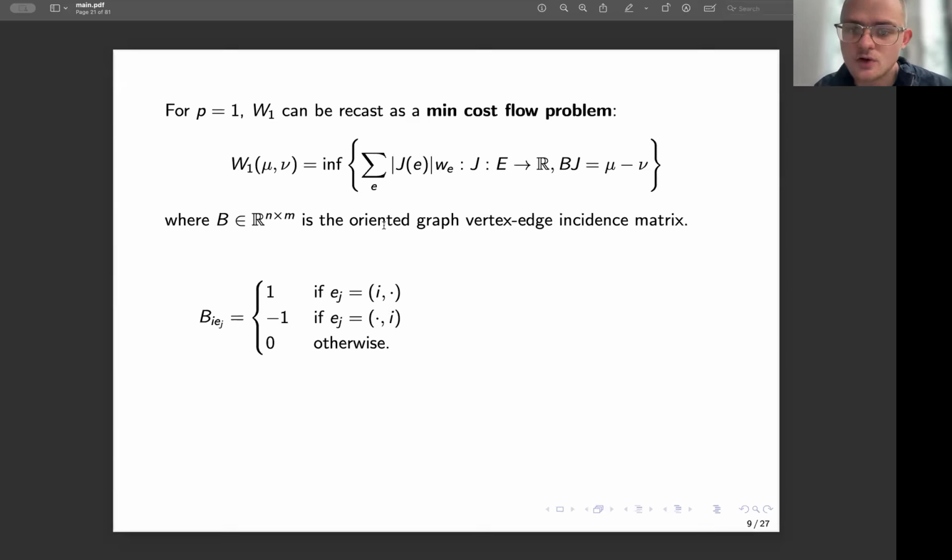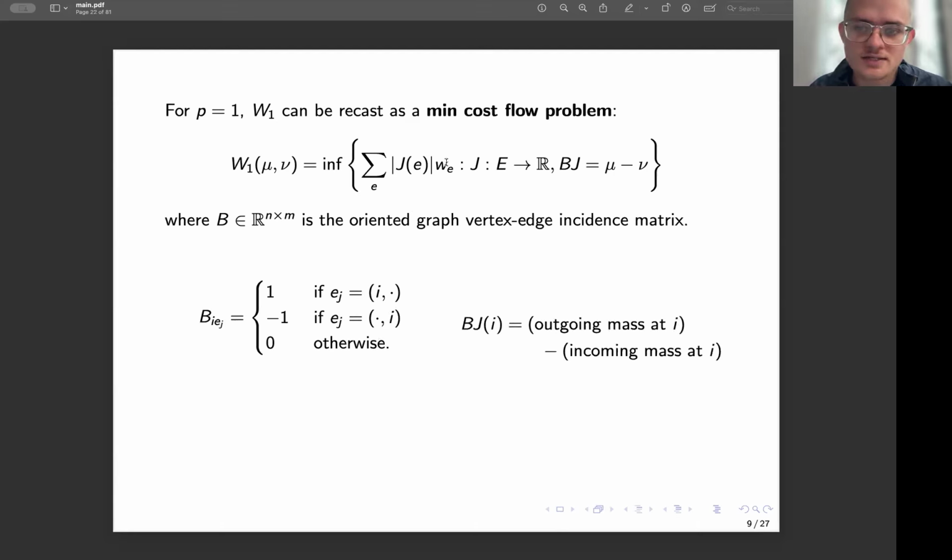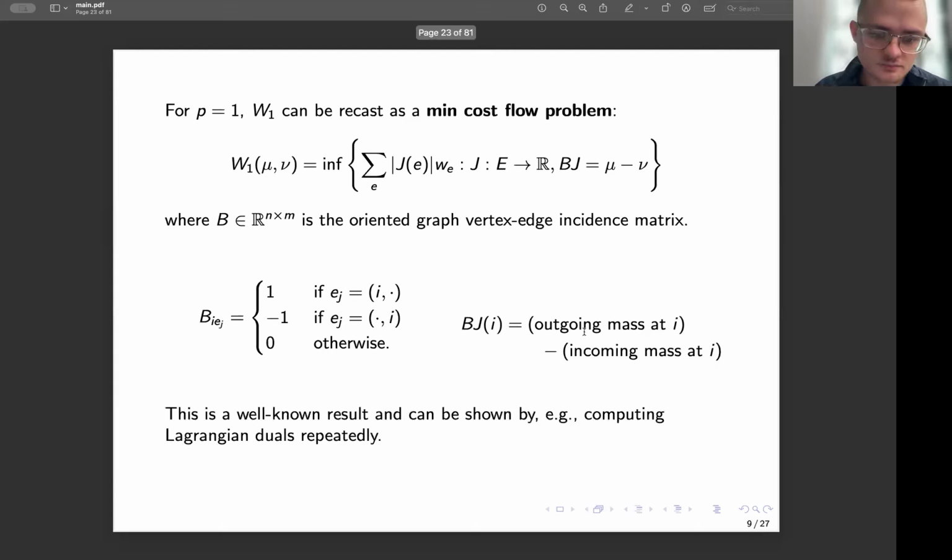So the word oriented here refers to fixing an orientation on the edges. It's like artificially or virtually putting a direction on your graph so as to have a consistent definition. However, that direction is in most cases artificial. And if you want to think about its action on this vector j, I will refer to these vectors, by the way, as flows. You can think about Bj at a node i as basically the difference between the outgoing mass at a node minus the incoming mass. So it's sort of measuring a displacement or a divergence, if you prefer that term, at a particular vertex.